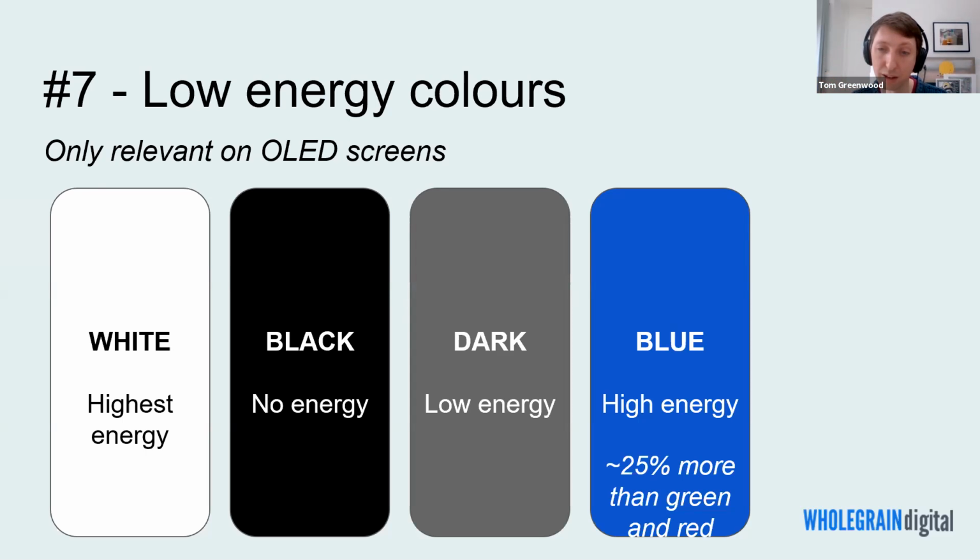The only exception to that really is blue, which for some reason Google found uses about 25% more than red and green pixels. So white and blue color schemes, which ironically this slide is very white and blue, are the most energy intensive. So just think about that. Obviously, you've got to follow your own brand guidelines, but there's a lot you can do in design to reduce the amount of white, reduce the amount of blue, and shift towards a darker palette. We move on.